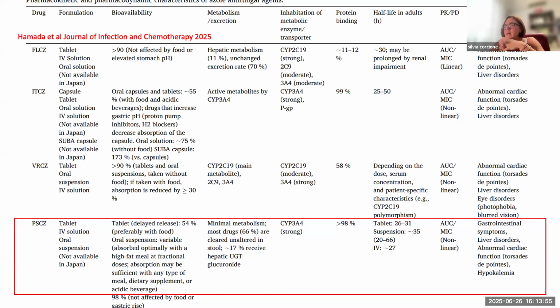Another interesting issue about posaconazole is that it's a strong inhibitor of cytochrome 3A4, and this is the issue about drug-drug interaction. And it has a high protein binding. 99% of posaconazole is bound with albumin, so there is high protein binding.